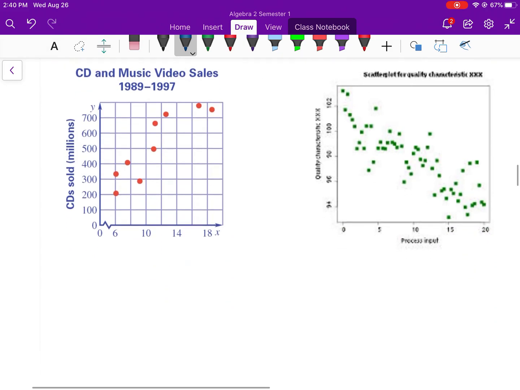So again, just looking at the correlation of the scatter plot, as X is increasing, Y is also increasing, so this is a positive correlation. And then as X is increasing, Y is decreasing. So as we're going right, the points are going down. This is where we have that negative correlation.